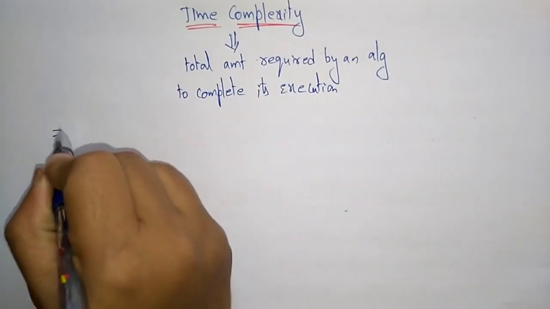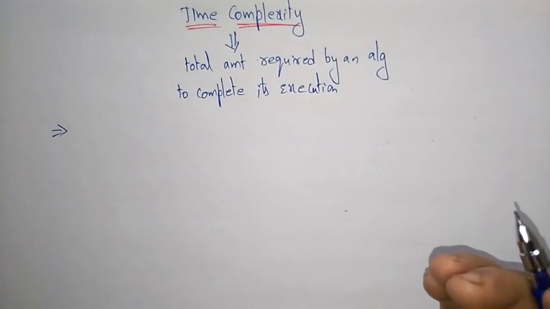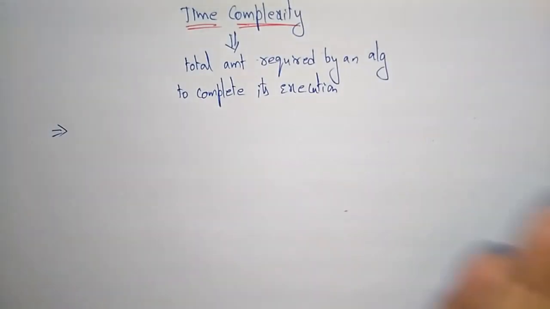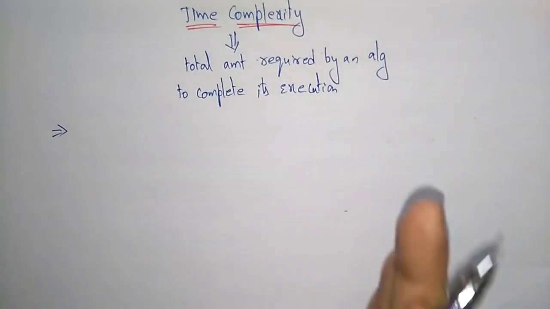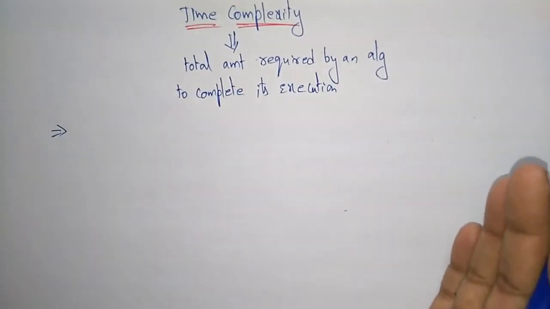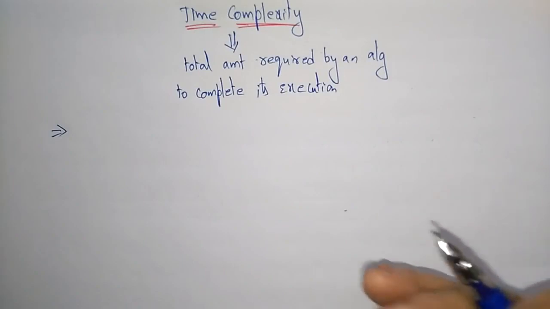So again, whatever I said about space complexity, it will be divided into two: constant space complexity and linear space complexity. Constant means only a fixed amount of space will be allocated for all inputs, whereas linear means whenever the inputs are increasing, automatically the amount of space will be increasing.